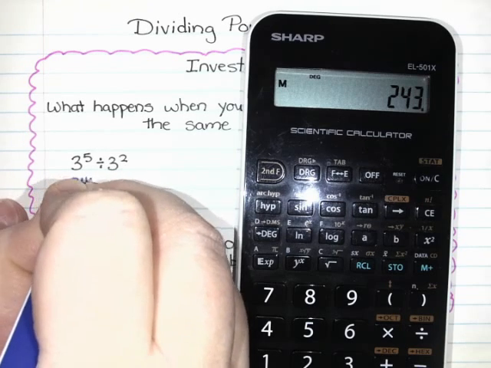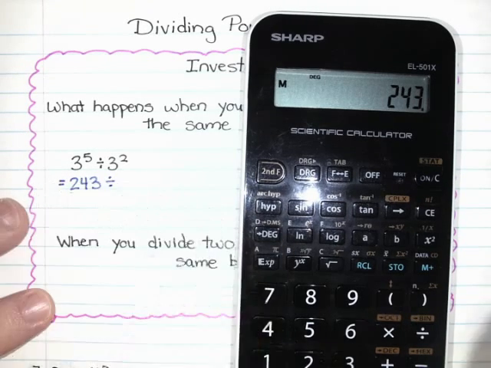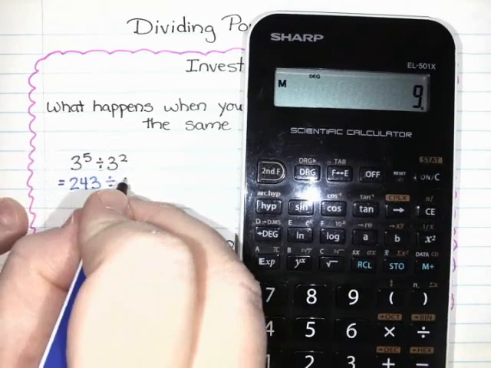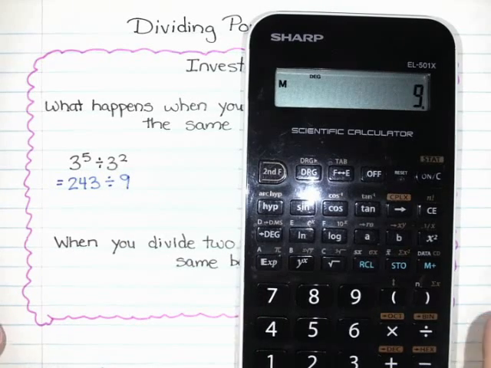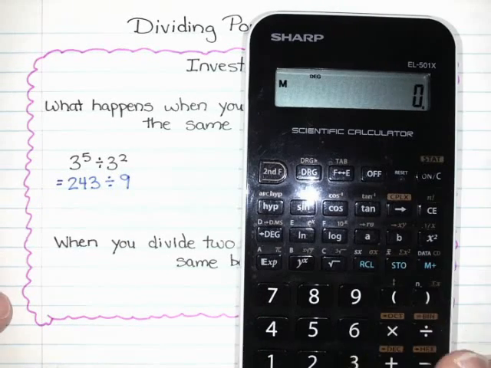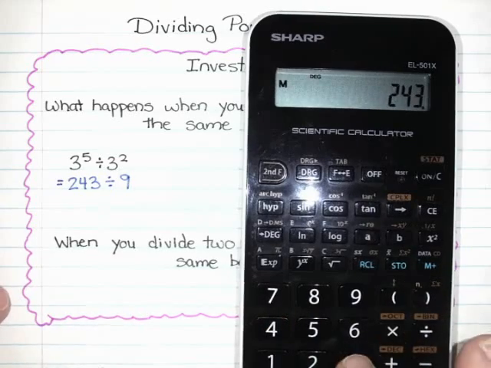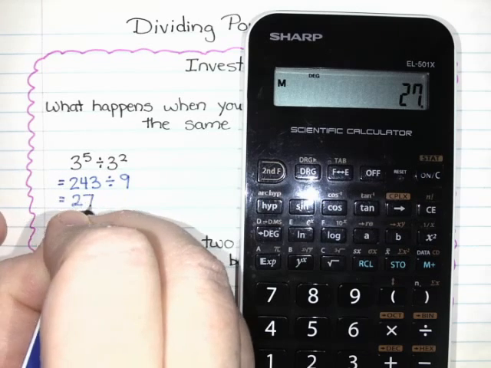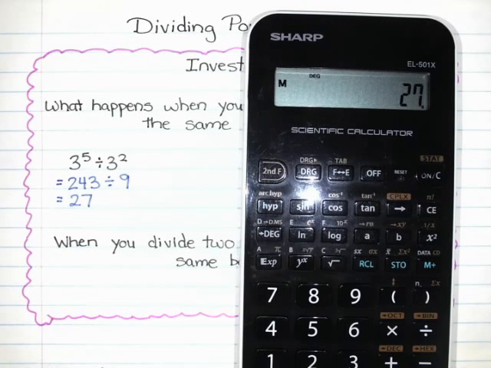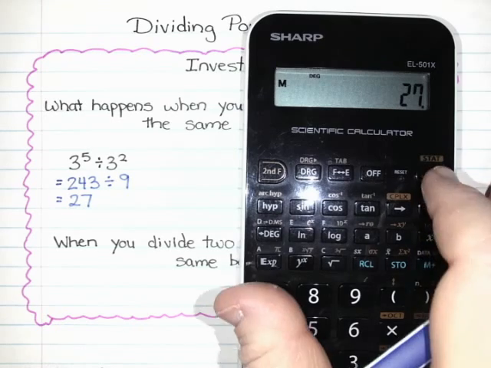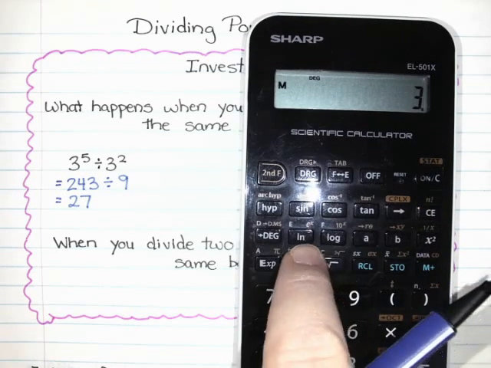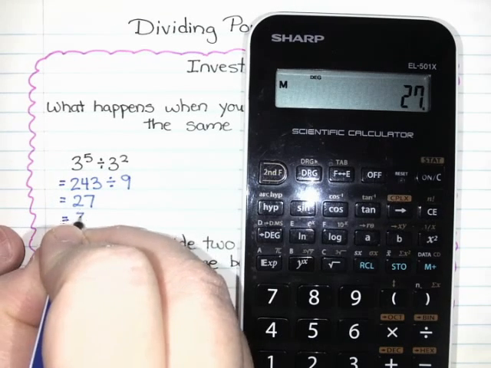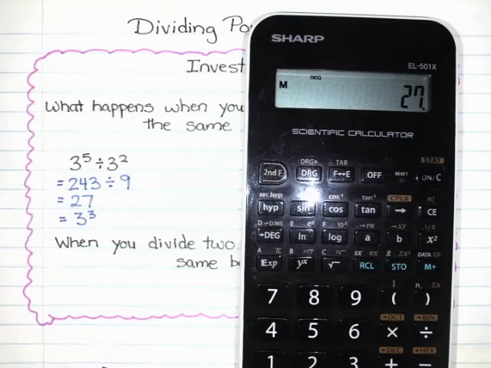So 3 to the power of 5 is 243. And then 3 to the power of 2, I already know that one. That's 9. Now 243 divided by 9 is 27. Now I've been working with exponents long enough to know that 27 is actually 3 to the power of 3. So this is the same thing as 3 to the power of 3.